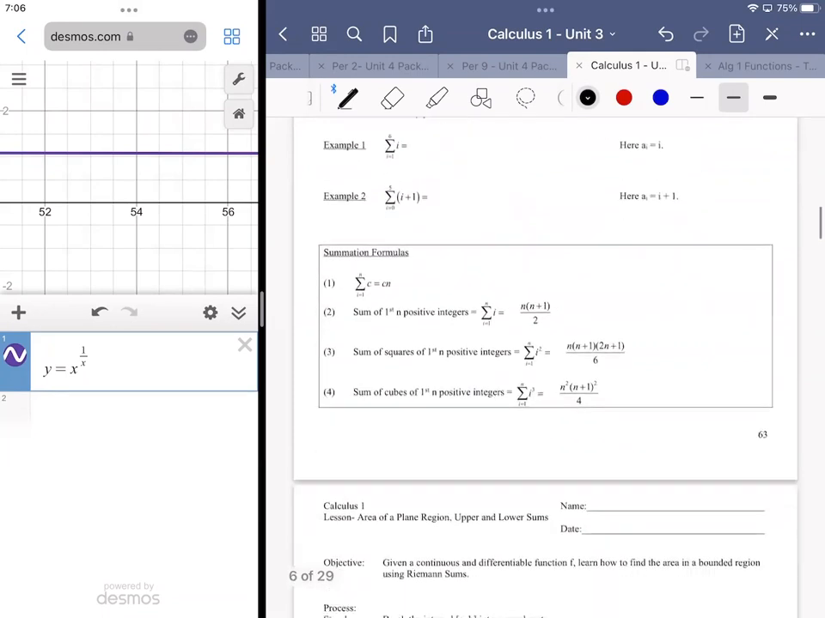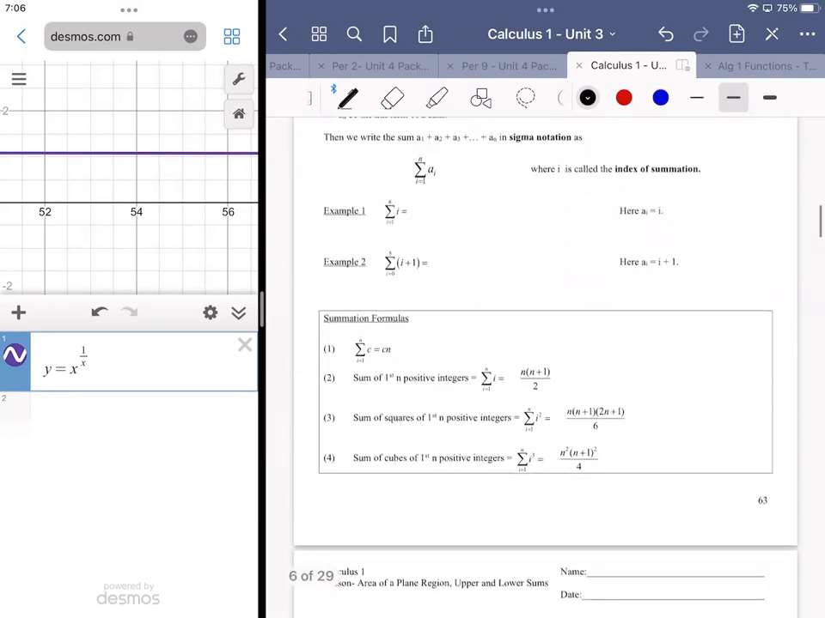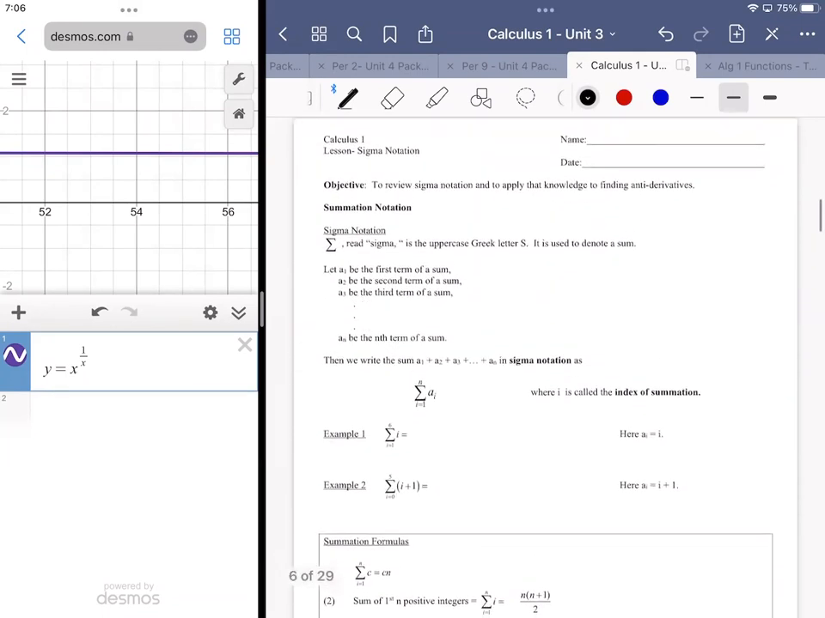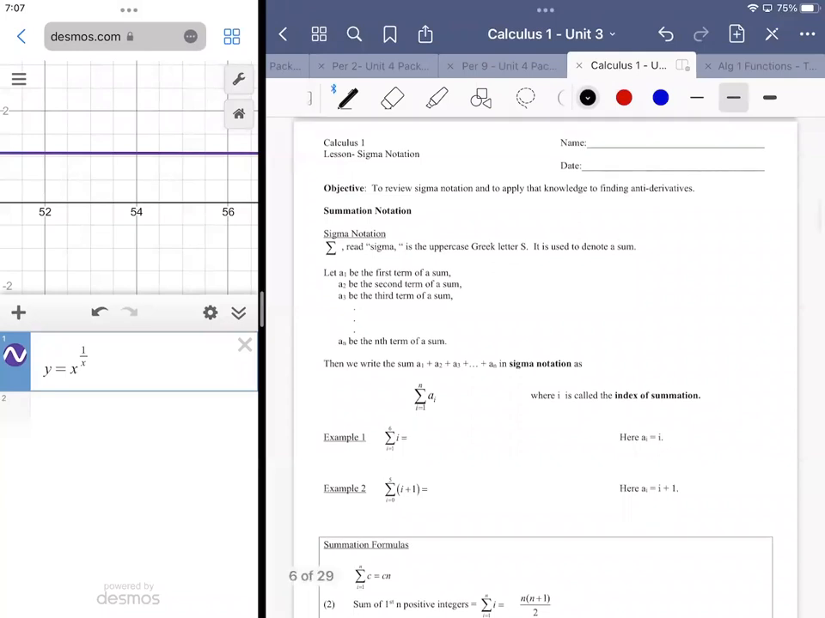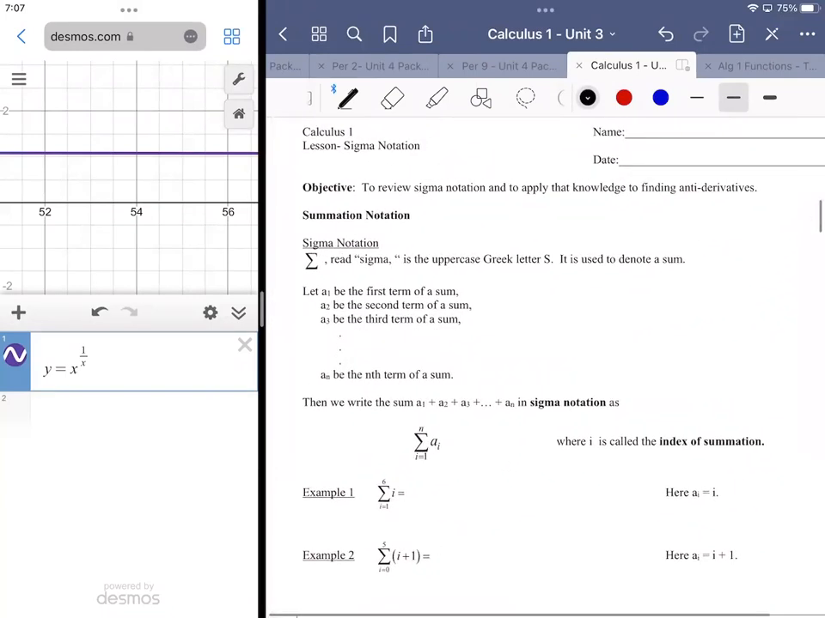Oh, actually, we're not. It just occurred to me. Maybe we don't have to do this rectangular approximation because I'd rather. Well, we'll see. It's just a quick review of sigma notation first, and then we'll see where we're at time-wise.